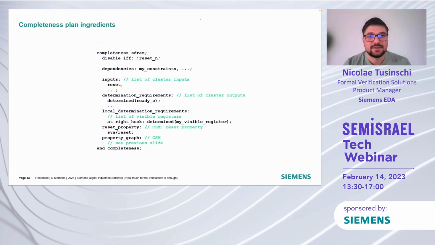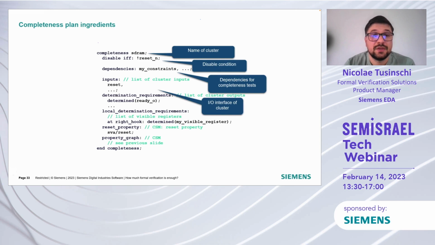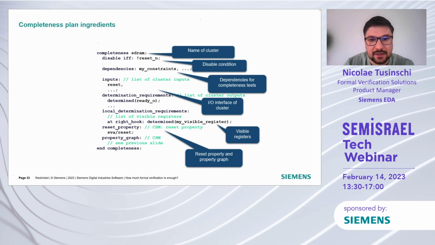And when you put all of this together, you end up having a completeness plan. This is an example of it. It includes the name of the cluster, the dependencies of the completeness test, the disable condition, and the input-output interface of the verifying cluster. The visible registers are actually specified here. The visible registers need to be determined as well. And then you have the reset property and the property graph. So this is how you specify the completeness plan.